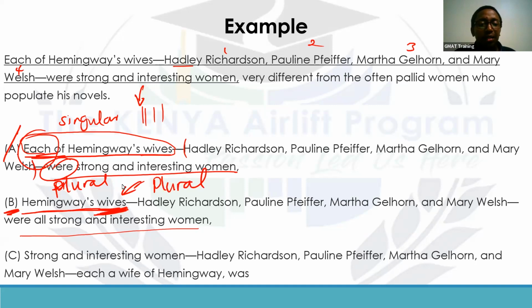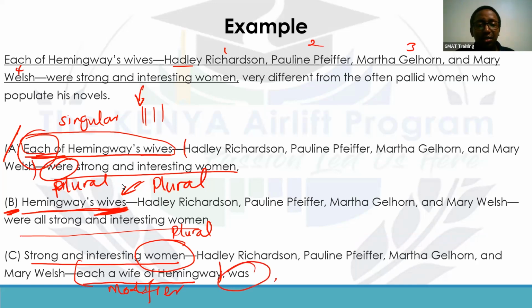C. Strong and interesting women, so plural. Each a wife of Hemingway. So this now becomes a modifier. Then we have was, which is singular. Of course, you can see the mismatch in that. So this is out. Our answer is B.